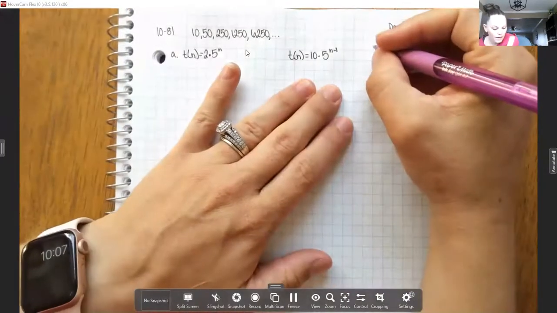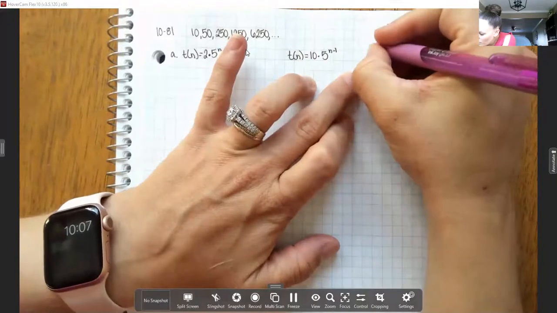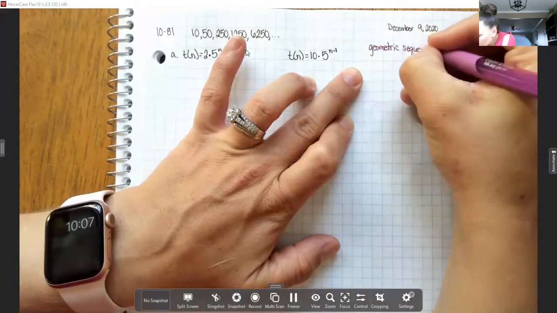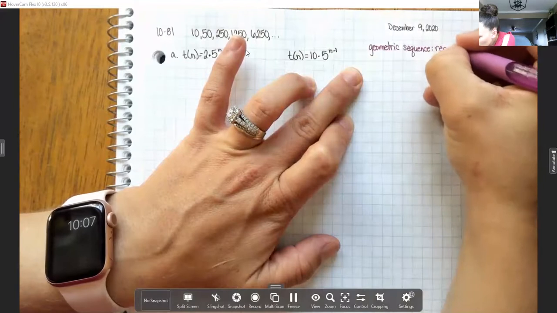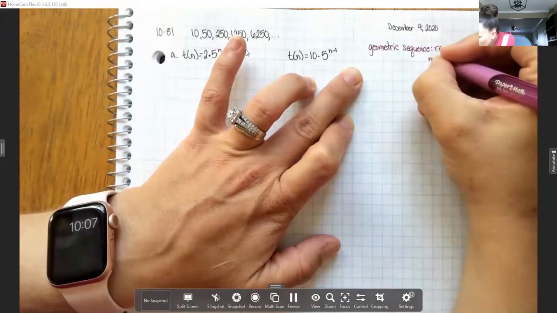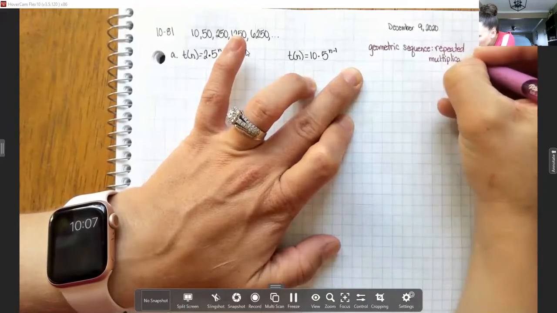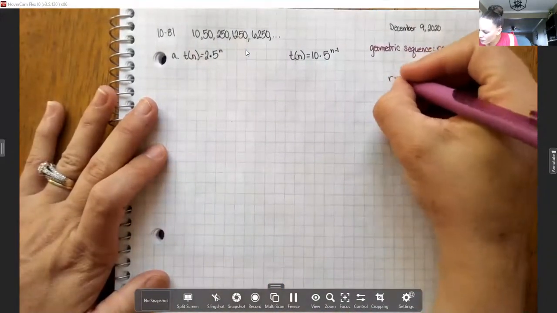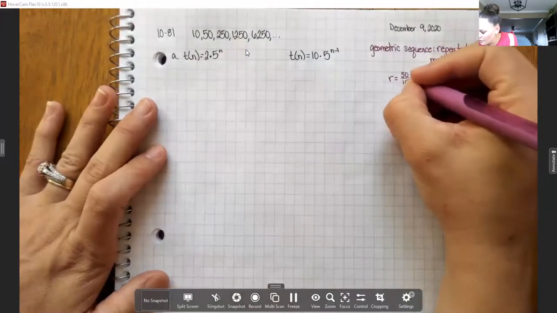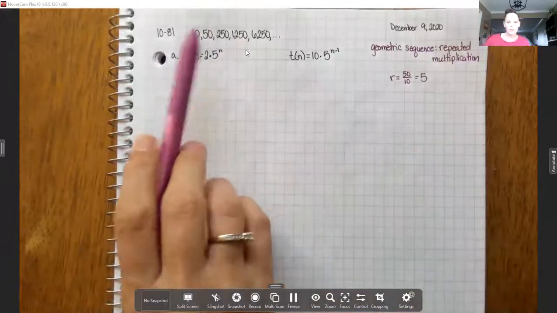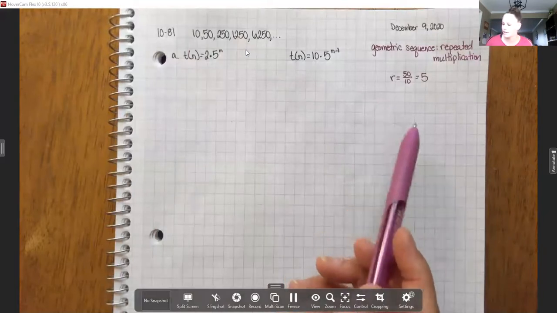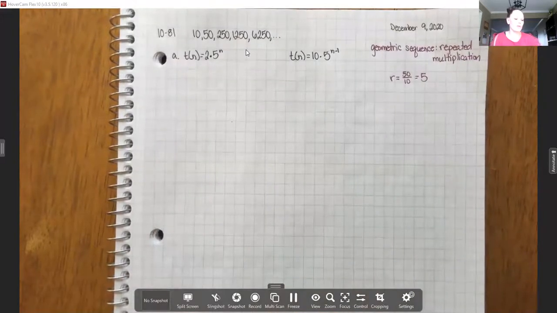I should have written some stuff down before this. I'll just kind of write it off to the side. But a geometric sequence is repeated multiplication. So in this problem, we can tell that it's multiplying by 5. R is 5, and to figure out what it is, we do 50 divided by 10. This one's not too hard. We can tell just by looking at it, but some of them you will have to do division to figure out what that multiplier is. And R is going to be the variable that your book will use here.